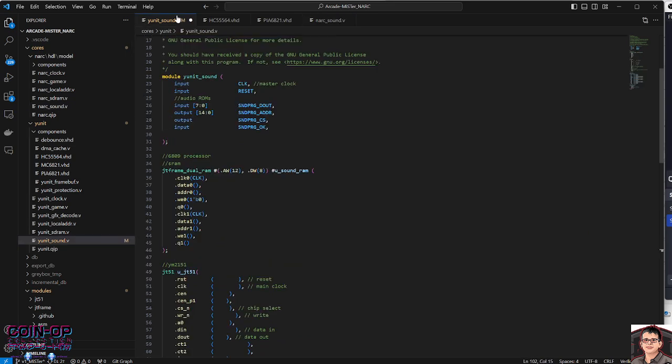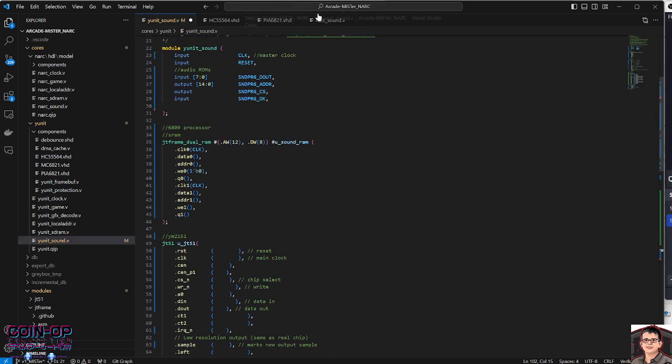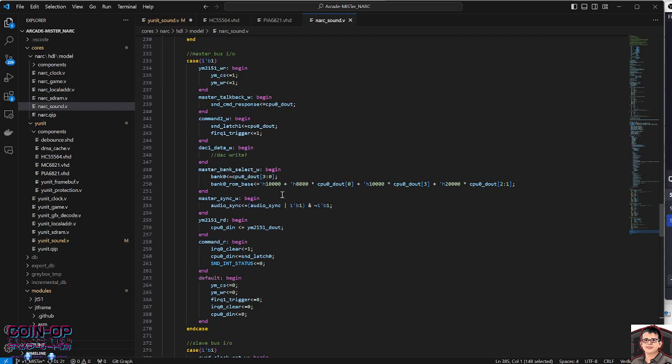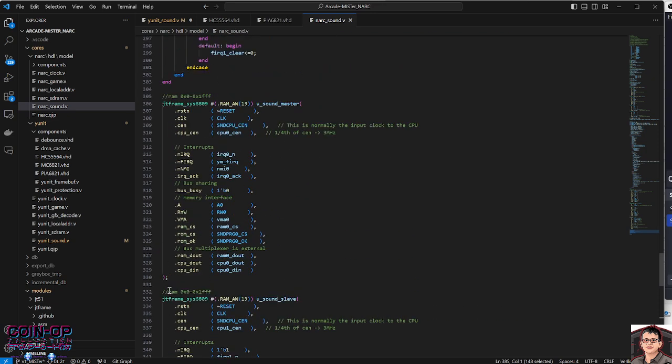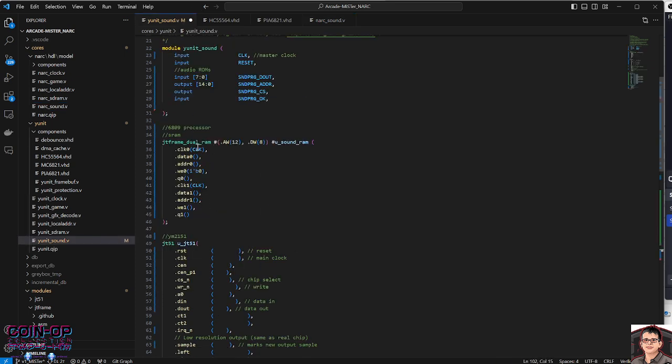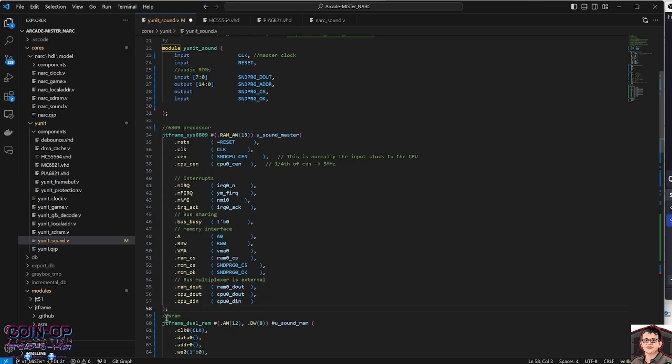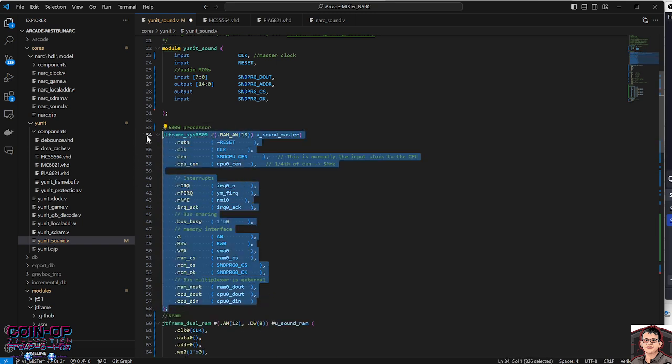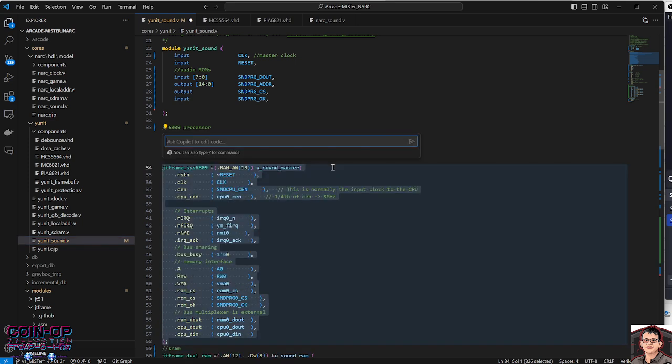Okay. Oh, wait. One more thing I forgot to add was the 6809 processor. So I'll just add a 6809 from here, because that's also here. I'm going to try this one more time, just for the sake of it. Make all the modulations blank.